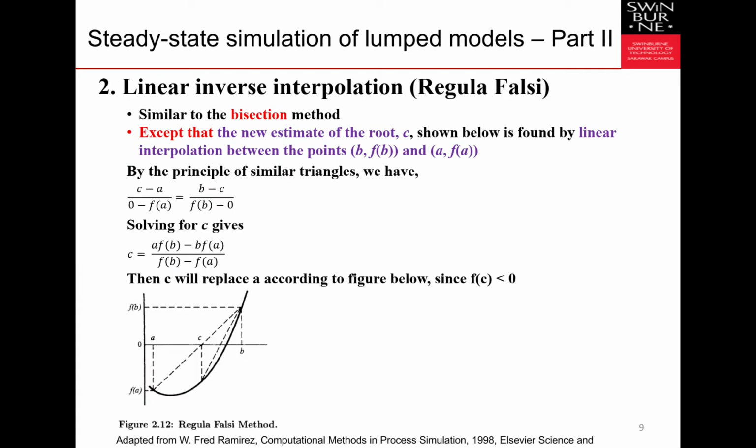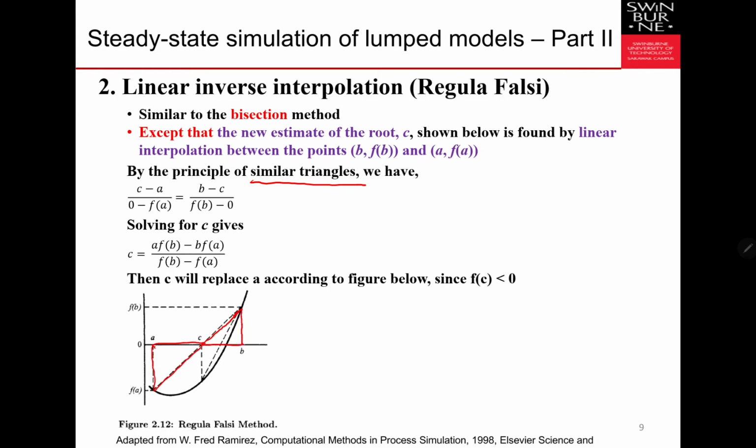Then we move on to the next method, the linear inverse interpolation, or the regula falsi. This is similar to the bisection method, except that the new estimate of the root is found by linear interpolation between the points B, FB and A, FA. So you can use the principle of similar triangles. You can see that here we have a similar triangle, like this one, and then here.